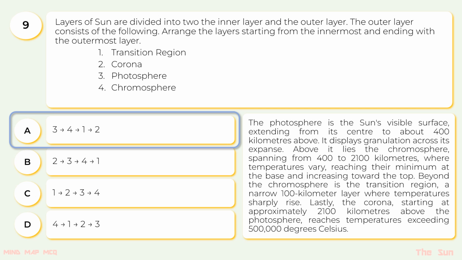The photosphere is the Sun's visible surface extending from its center to about 400 kilometers above. It displays granulation across its expanse. Above it lies the chromosphere, spanning from 400 to 2100 kilometers, where temperatures vary, reaching their minimum at the base and increasing toward the top. Beyond the chromosphere is the transition region, a narrow 100-kilometer layer where temperatures sharply rise. Lastly, the corona, starting approximately 21 kilometers above the photosphere, reaches temperatures exceeding 500,000 degrees Celsius.